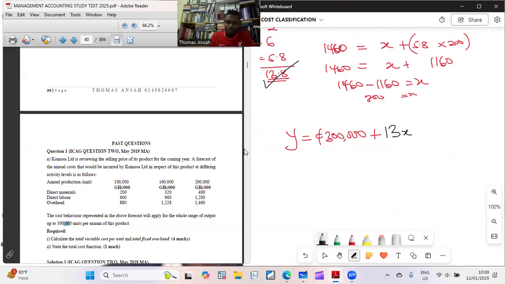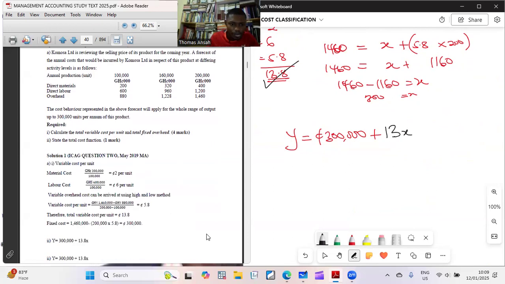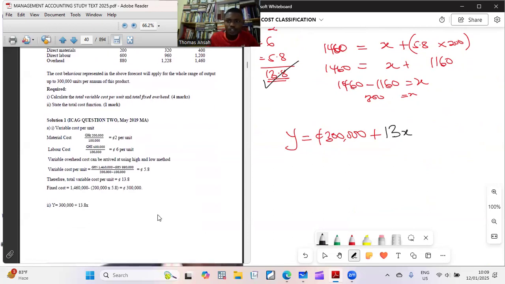Quick practice. So let's look at the solution here. So A is 13.8. I forgot to add the 8. All right. So that is that.